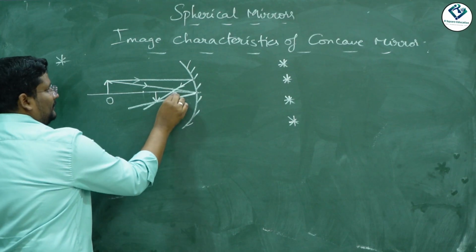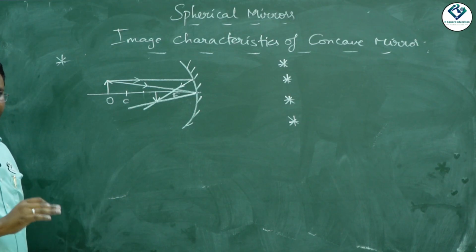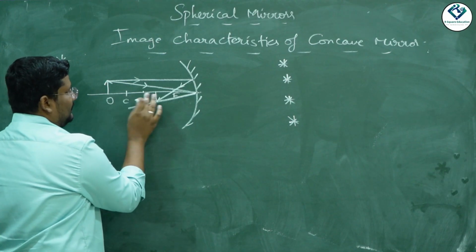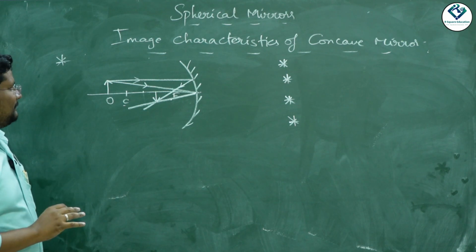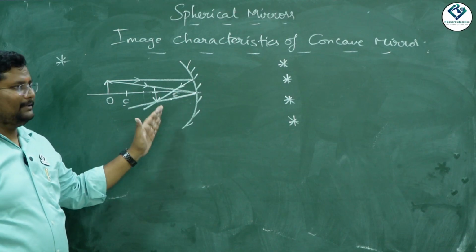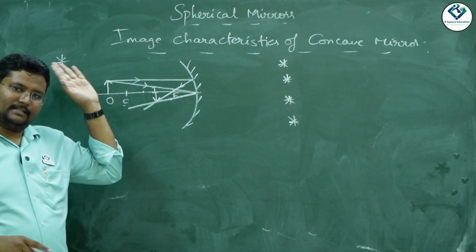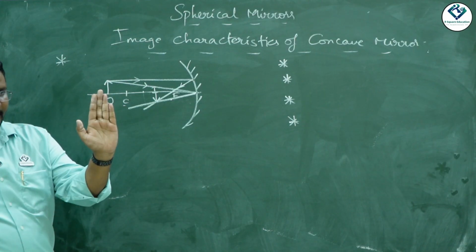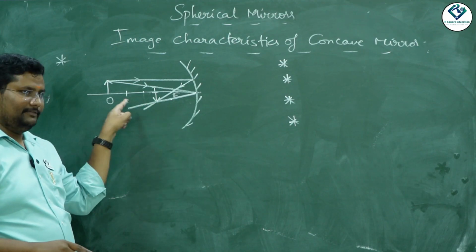So this is going to be the focus. This is going to be C, and beyond C the object is going to be placed, at finite distance. Correct. So the image is going to be formed in between C and F. Basically, when the object is coming closer to the mirror, the image is going away from the mirror. Before that, when the object was at infinity, the image was at focus. Now when the object is coming nearby, at finite distance, the image is moving away from the mirror, which is between C and F.